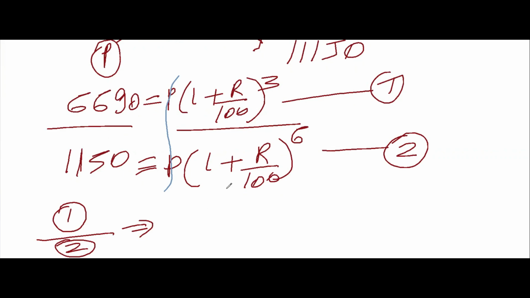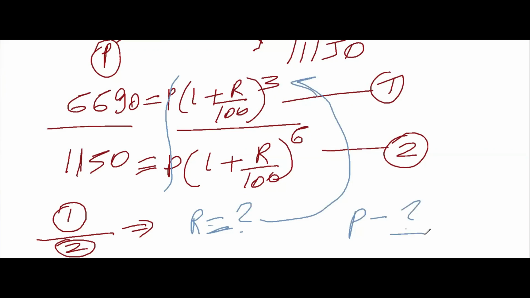But what they have asked is the value of P. So this way is not the right way, because it is going to take more time. You will first find the value of R, and then substitute the value of R in equation 1. Then you will get the value of P. This is how you would find the value of P.